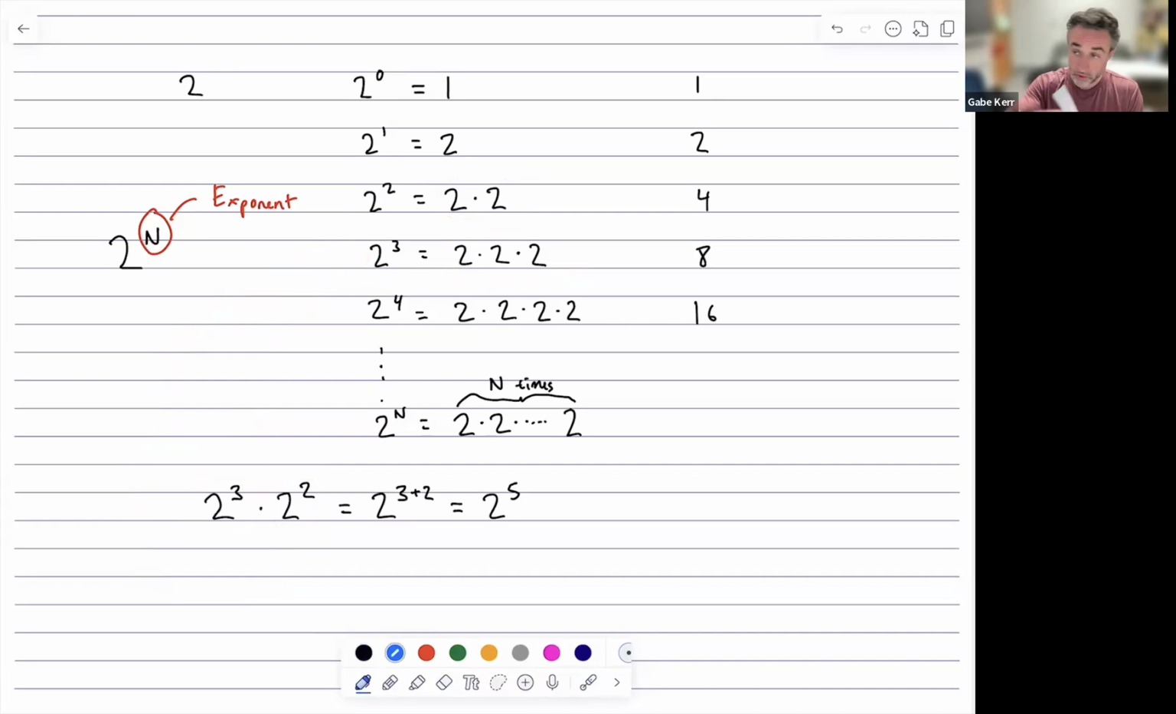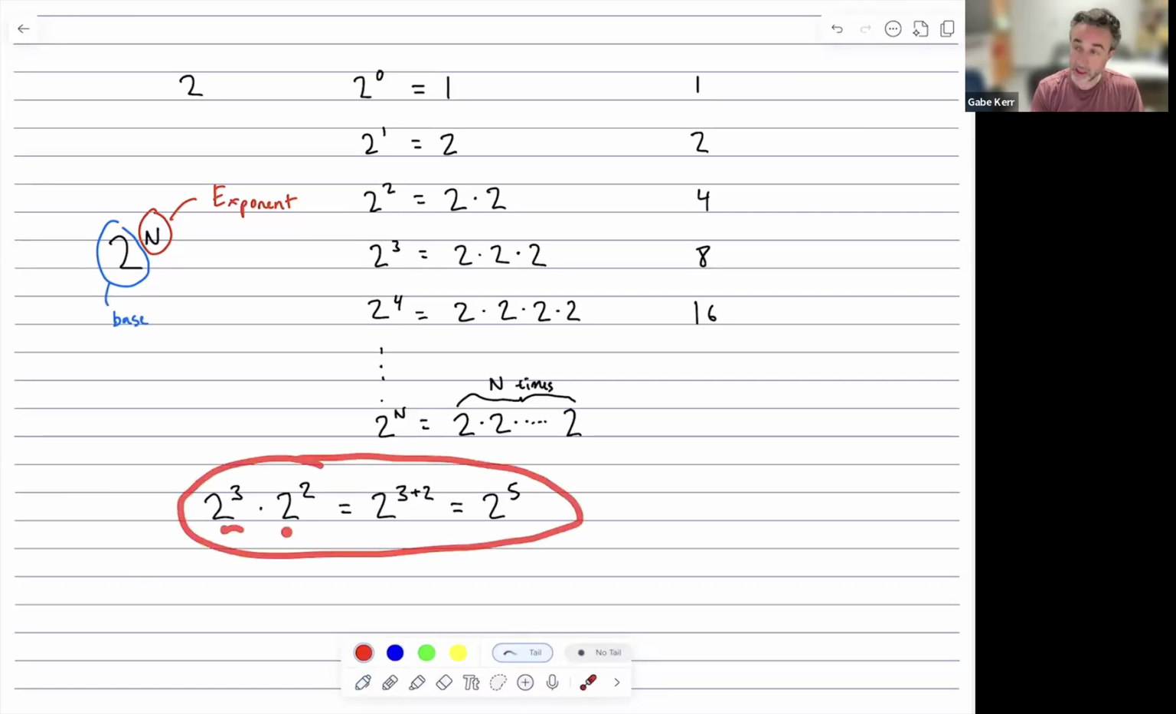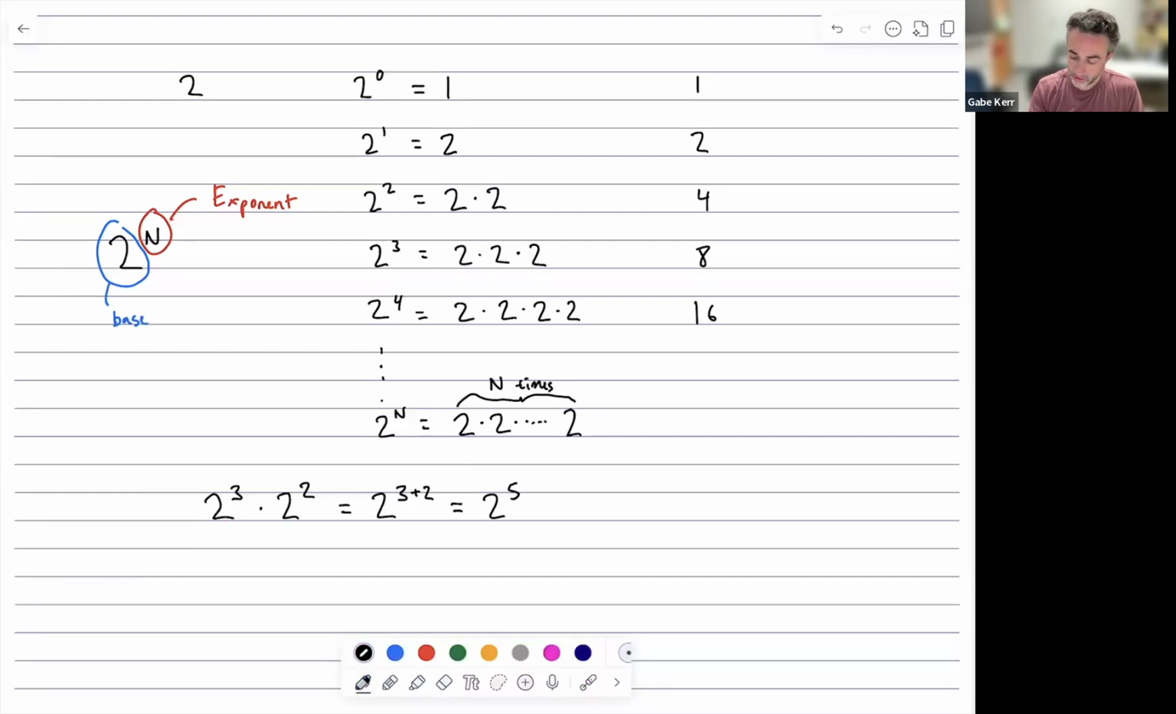And again, while the number up top is called the exponent, the large number that you're taking the power of is called the base. In order for what we just did to work, we need to have the same base in both. So this is a general rule you can apply: 2 to the a times 2 to the b is equal to 2 to the a plus b. You can put any numbers in there, not just 3 and 2, and this will work.